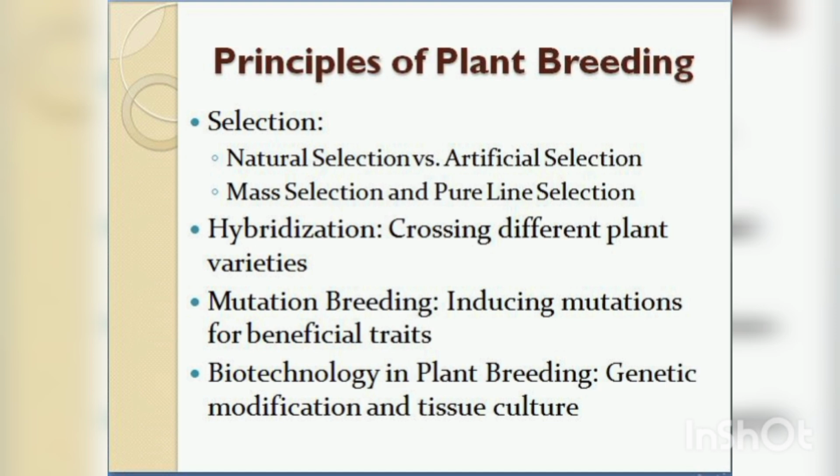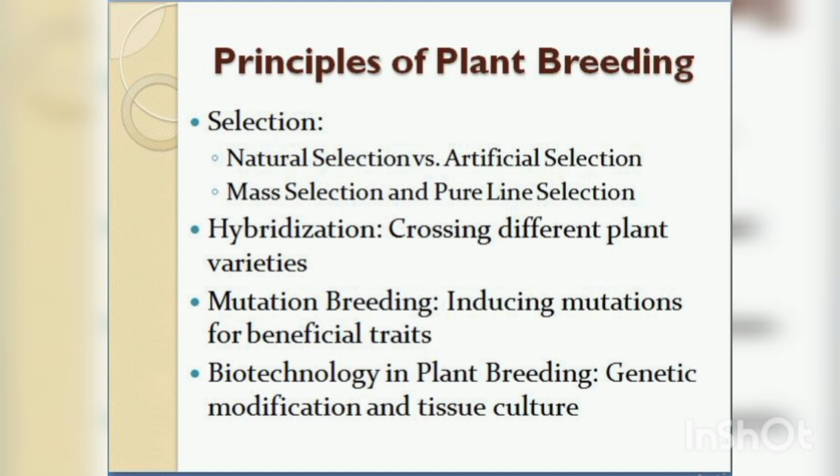3. Mutation breeding. Mutation breeding involves exposing seeds to radiation or chemicals to create beneficial genetic changes. Some of these mutations lead to useful traits like disease resistance or higher nutritional content. This technique has been successfully used in crops like wheat and barley.